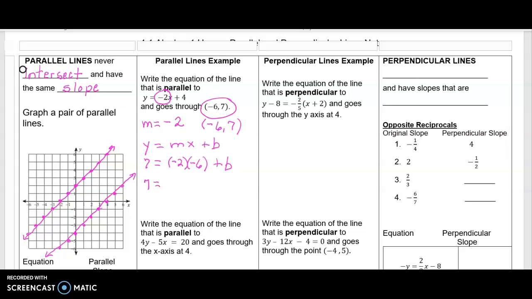So 7 equals 12 plus b. We'll subtract 12 from both sides. And we get -5 equals b. So my equation in y equals mx plus b form would be y equals -2x minus 5. So this new line is parallel to my original line because they have the same slope, but my new line passes through the point -6, 7.